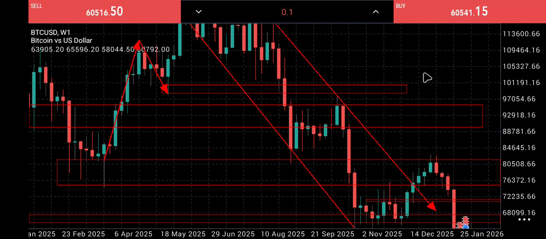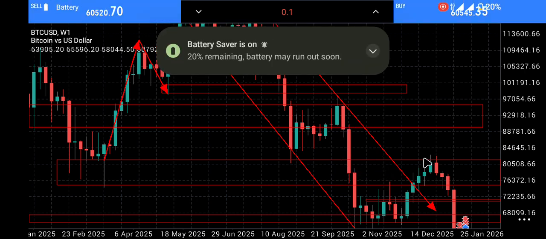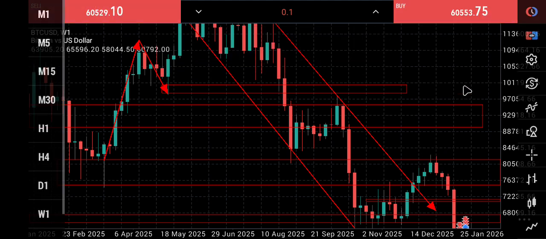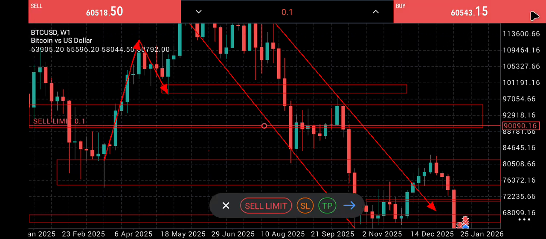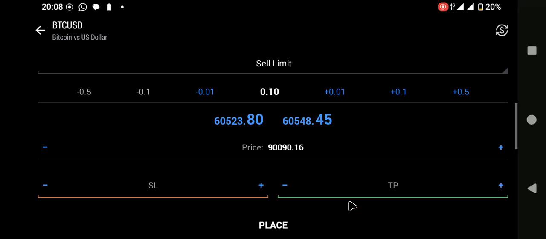Let's say your analysis is telling you that this market is falling down, and it will come back up to this area, right? So you can put your buy limit. This thing you can just play with it that way.